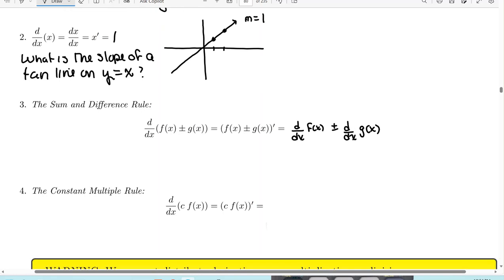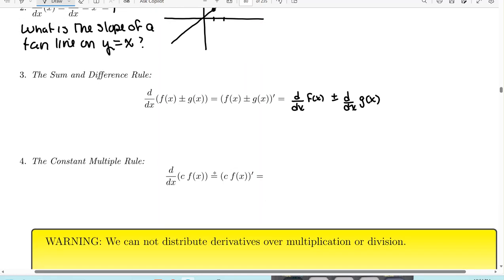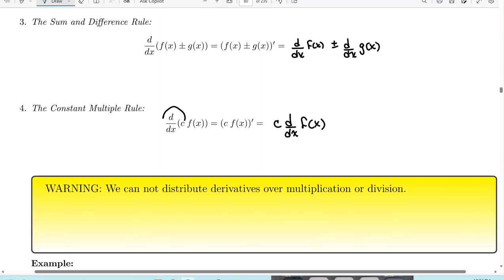All right. Constant multiple rule, I can pull the constant out in front of the derivative and then just take the derivative of the function. All right, so we can do this sort of distributive property with the derivative if there's addition and subtraction, but you can't distribute derivatives over multiplication and division.